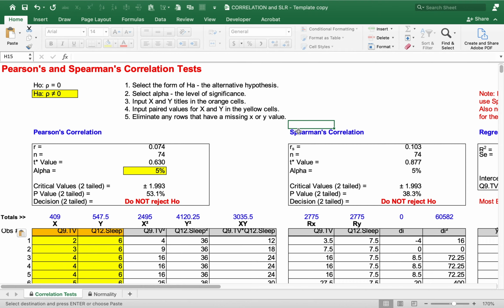Remember, we looked at interval versus interval, and that's where you need to look at normality. And if that passes, then you can use the Pearson's correlation, and you can use the regression here. But if either of the variables are ordinal, then you don't worry about normality or Pearson's or regression. You just use the Spearman's correlation. So that's where I want to end this lesson here. Thanks for watching.